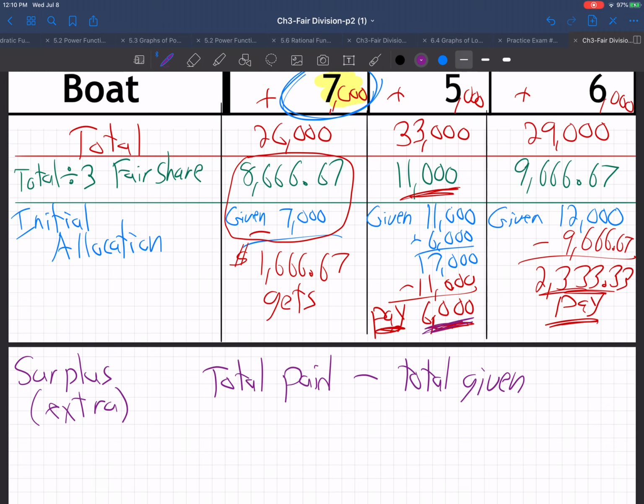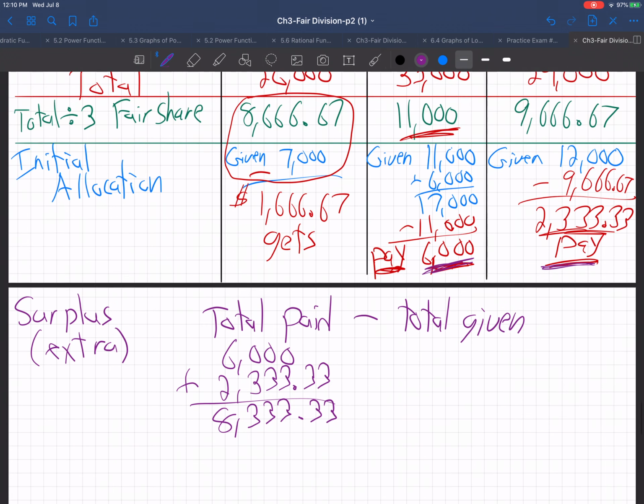Well, it looks like this was paid and this was paid. So $6,000 was paid by Ben and $2,333.33 was paid by Carla. Add that up, $8,333.33. That's the total paid minus what total was given? Right there, $1,666.67 was given to Abby. So if you subtract those, let me see.